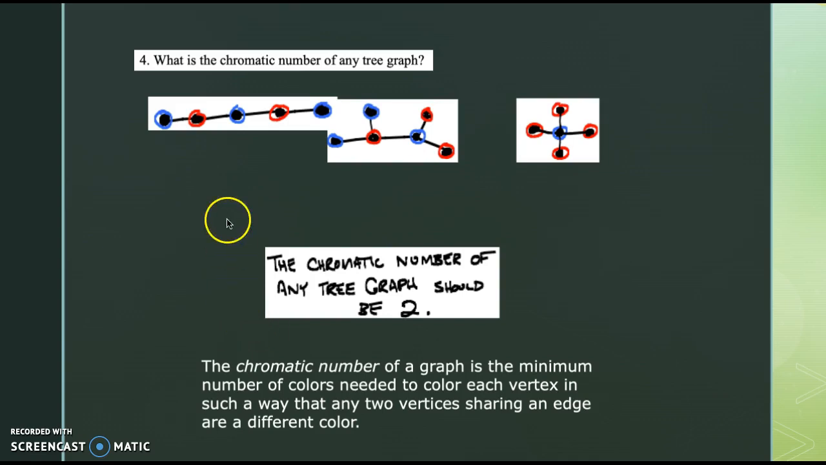For example, if we drew a line from this red one to this red one, it would no longer be a tree graph because it would have a cycle. And we know that tree graphs cannot have cycles. So that's just an example to show you how you can disprove that something is a tree graph.